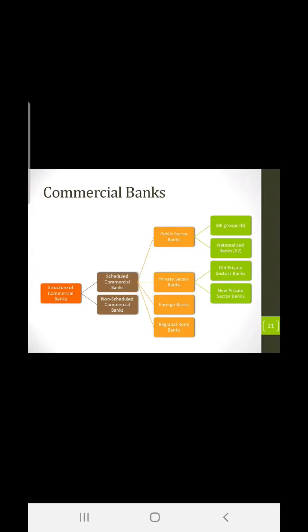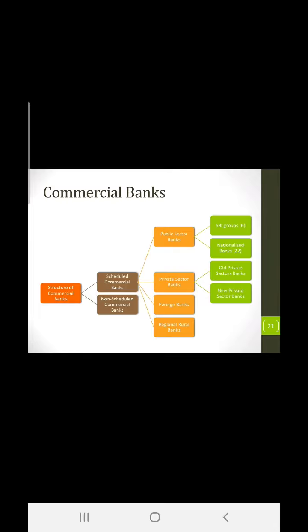And for that, regional rural bank in 1975 was established actually. And what's the main motto? To provide the finance as per the need of that particular region. But here the lack of funding problem is there, and hence all the commercial banks work as sponsor bank to the regional rural banks.